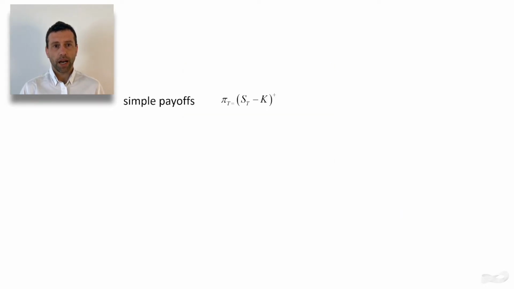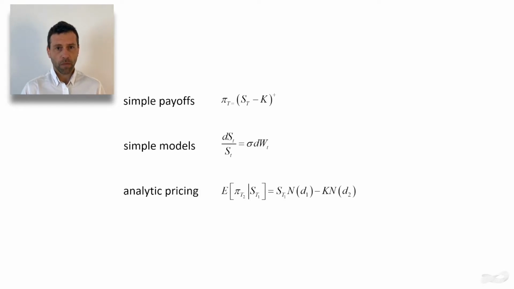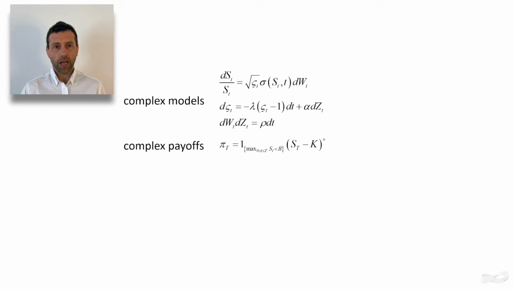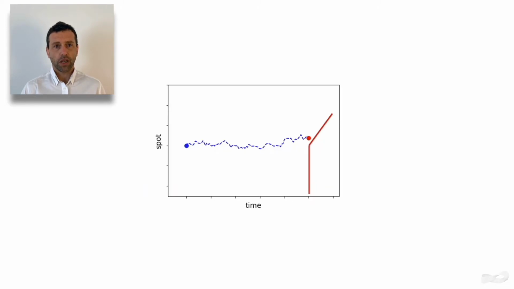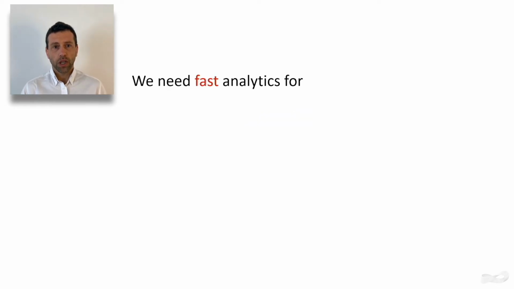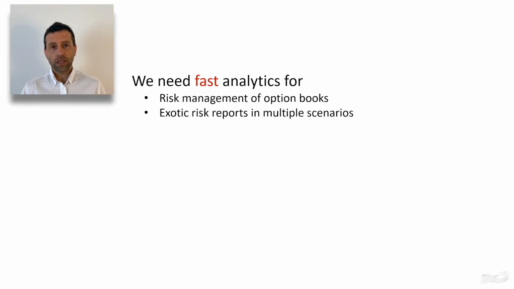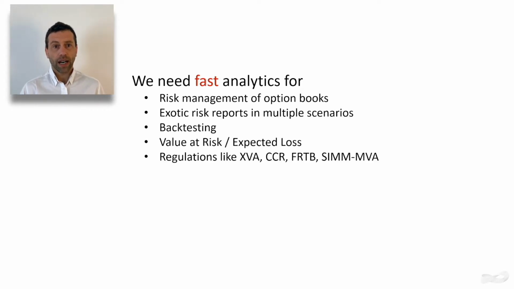Closed-form pricing a la Black-Scholes is only available for simple products in simple models. With more realistic models and more realistic transactions, prices cannot be computed in closed form, and numerical methods like Monte Carlo are necessary. This is too slow for many practical applications, including the risk management of large option books, the computation of exotic risk reports in multiple scenarios, backtesting, value at risk, and all regulations where trading books are repeatedly evaluated in different market scenarios.